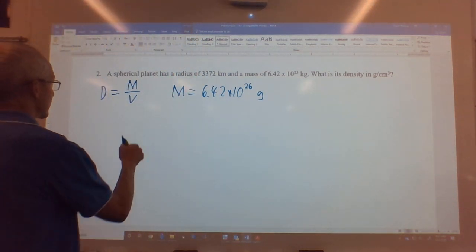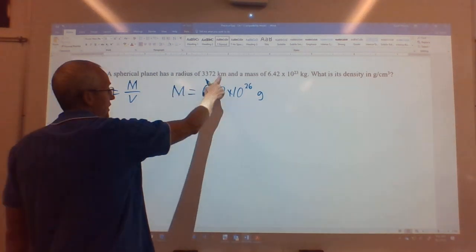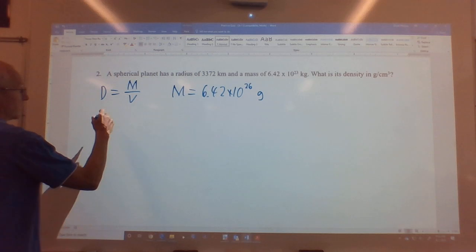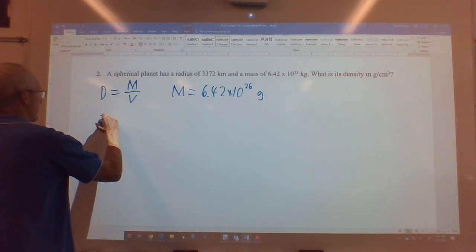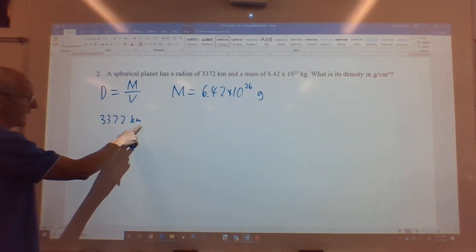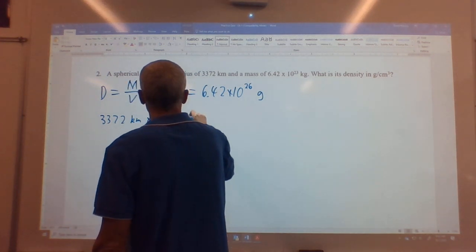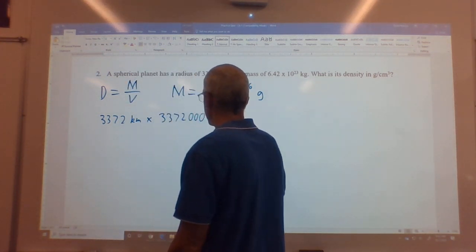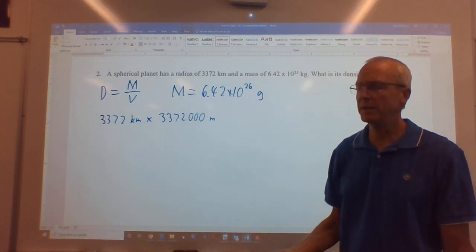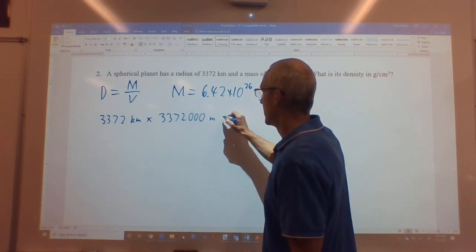Okay, so now we have our mass. Now we have to figure out the volume. First we have to change kilometers to centimeters. 3372 kilometers. Again, kilo means 1,000, so we multiply by 1,000. That'd be 3372 with 3 zeros meters. We want centimeters. There's 100 centimeters in a meter, so we multiply this by 100, which means 2 more zeros.